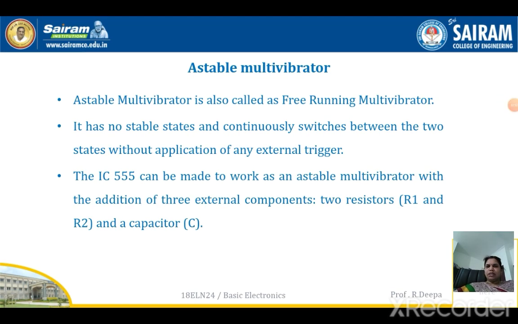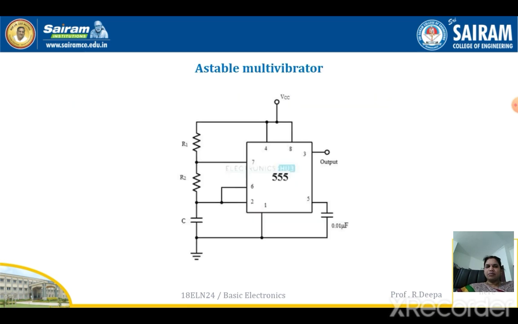Astable multivibrator. Astable multivibrator is also called a free running multivibrator. It has no stable state and continuously switches between the two states without application of an external trigger. So the IC 555 can be made to work as an astable multivibrator with the addition of 3 external components, such as the resistors R1 and R2 and capacitor C. This you can observe here in the block diagram given.